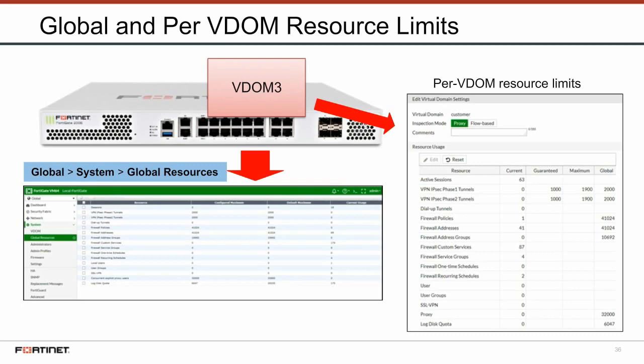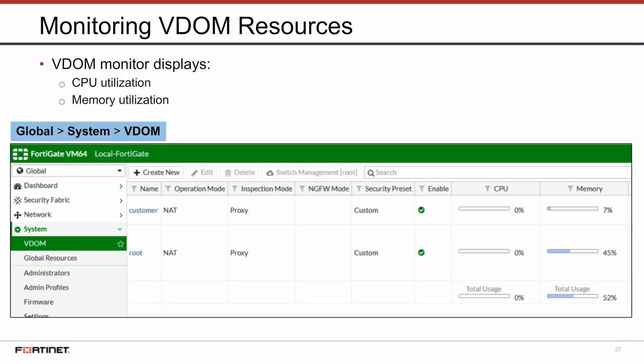Configure your FortiGate with global limits for critical features such as sessions, policies, and others. Then, configure each VDOM with its own quotas and minimums within the global limits. On the GUI, you can click Global, System, VDOM to see the VDOM monitor. It displays the CPU and memory usage for each VDOM.